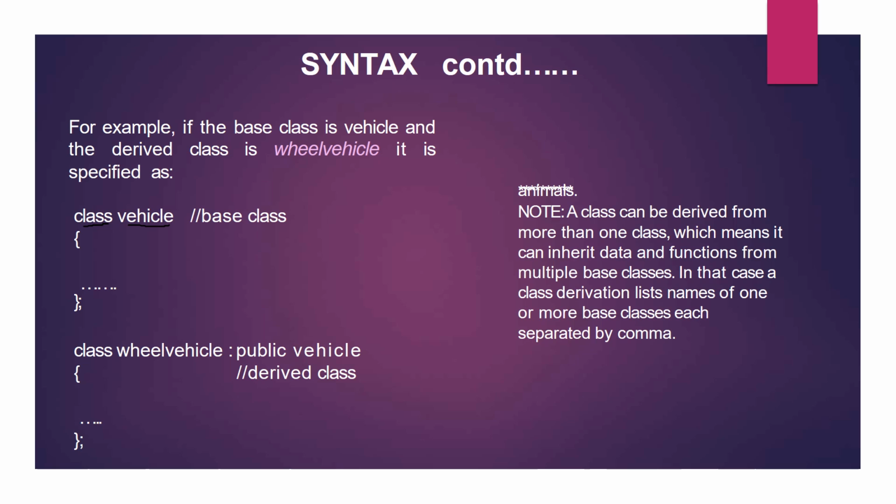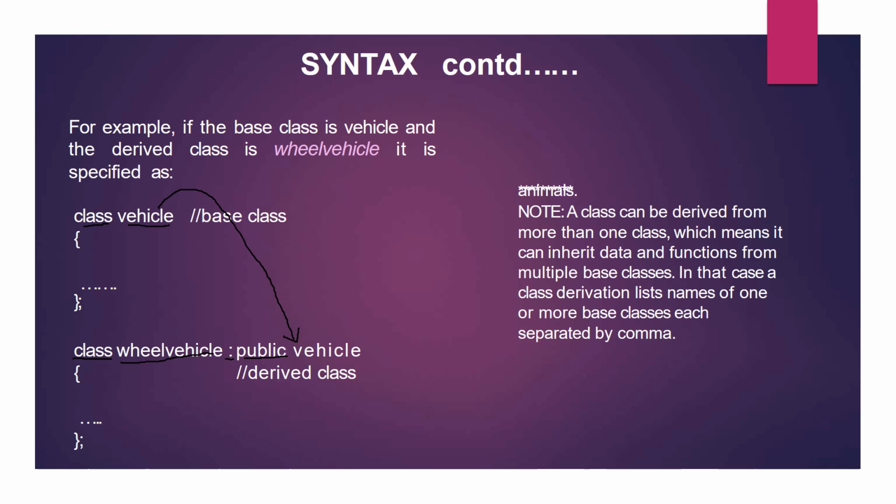I'm going to derive the characteristics of the base class into a derived class. How to create a derived class? By using the keyword class followed by the derived class name. The derived class name is wheeled vehicle. Wheeled vehicle is my derived class. And how to derive the class from the base class is nothing but by using a colon and giving an access specifier. The access specifier may be public, private or protected, followed by the base class name. The same name of the base class should be given here, that is vehicle.